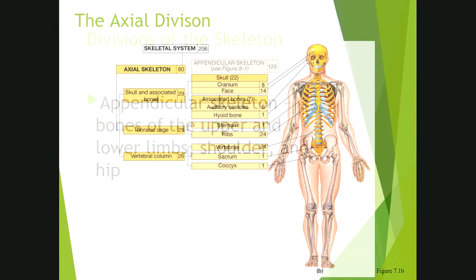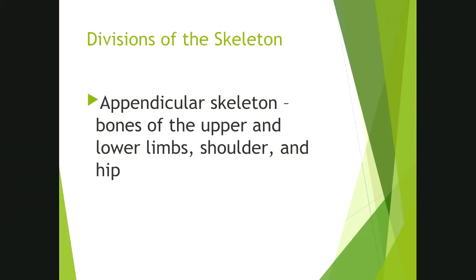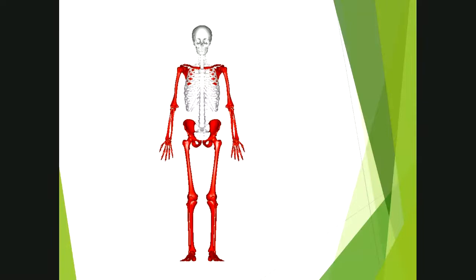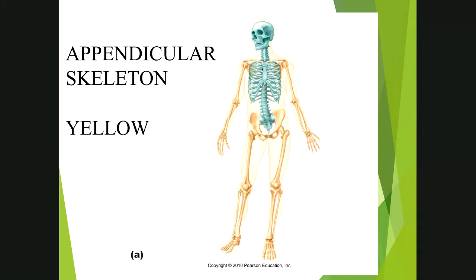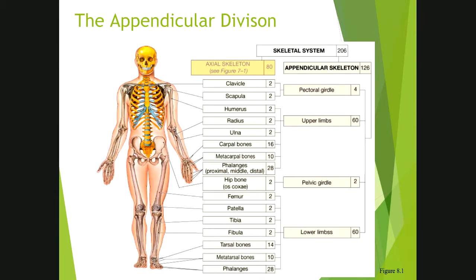And then the other division is this appendicular division. And the appendicular division is the two girdles. There's a girdle right here called the pectoral girdle, and there's a girdle right here, which is called the pelvic girdle. And then the arms and hands, and then the legs and feet. And so that is the appendicular skeleton. And if you count those bones, it's 126. So as we said before, if you add these two together, there are 206 named bones in the adult.